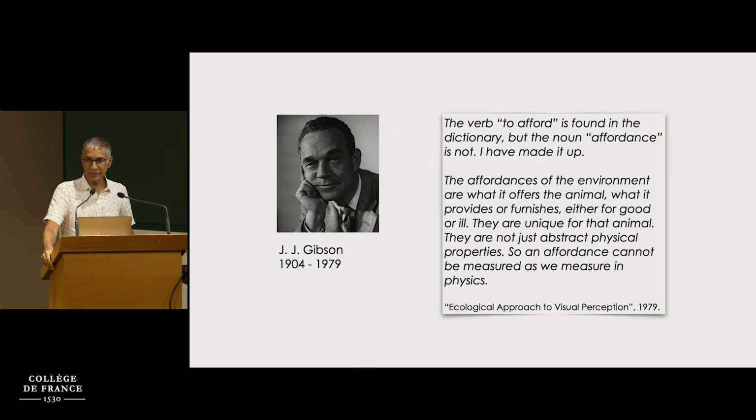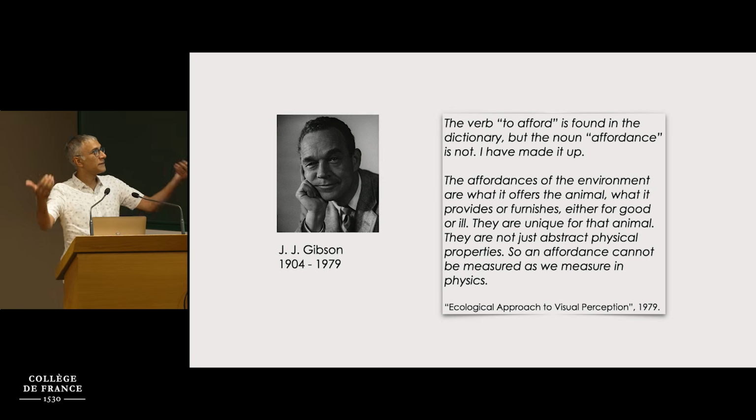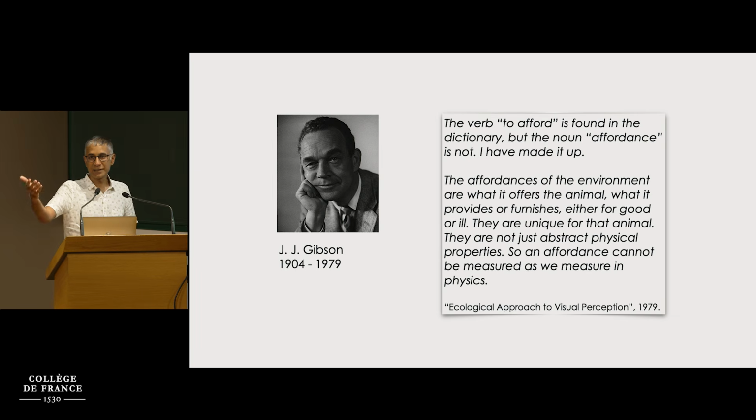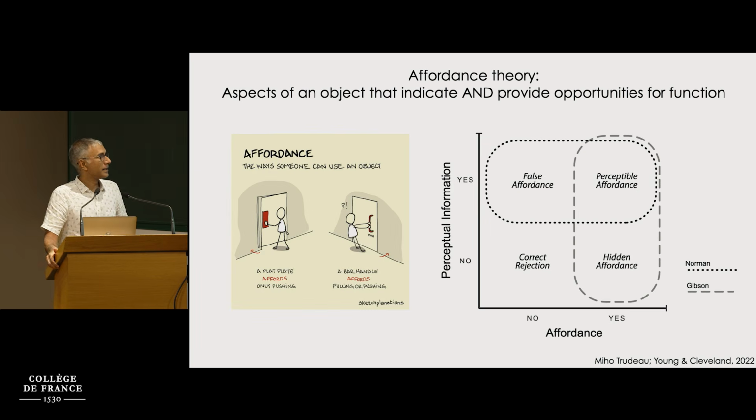So this concept of affordance is something that I sort of ran into, reading outside of my field. So Gibson, who was interested in neuroscience, coined this word, and I'll just read it. The verb to afford is found in the dictionary, but the noun affordance is not. I have made it up. Affordances of the environment, what it offers the animal, what it provides or furnishes for good or ill. So these are sort of functions that the environment can provide to the animal that will influence its eventual fate.